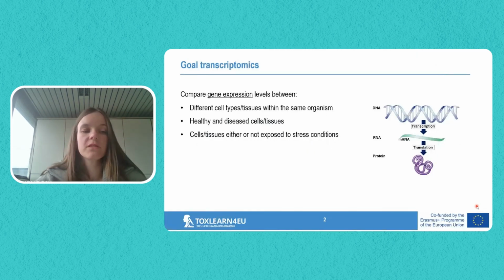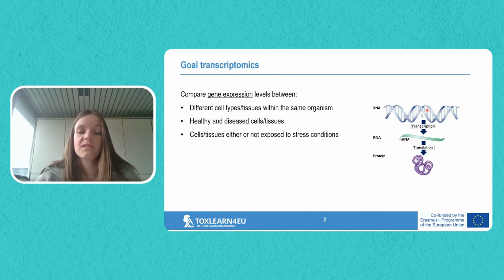So the goal of transcriptomics is to compare gene expression levels between different cell types or tissues within the same organism, or between healthy and diseased cells or tissues, and also between cells or tissues which were either or not exposed to stress conditions. And these stress conditions could, for example, be exposure to a certain toxic compound.